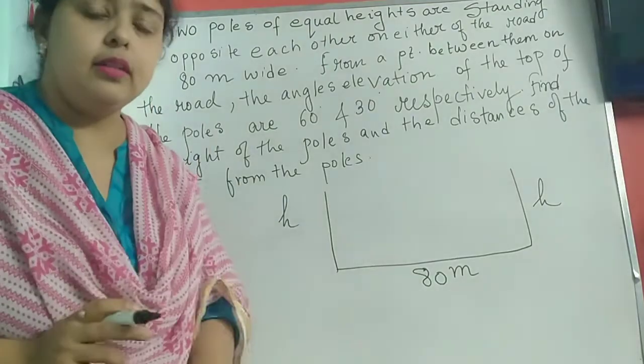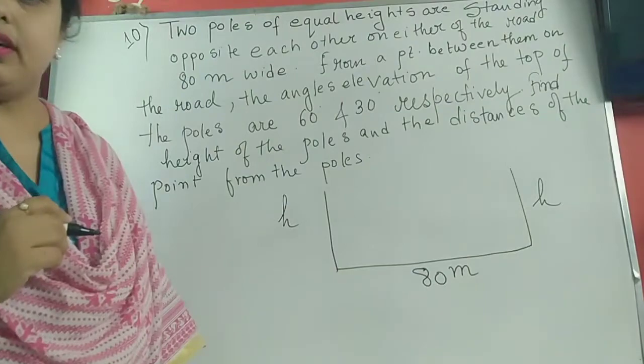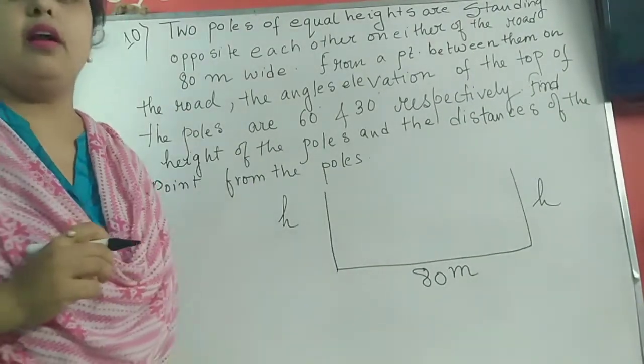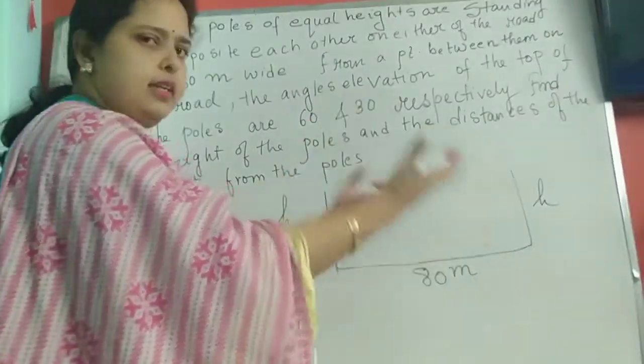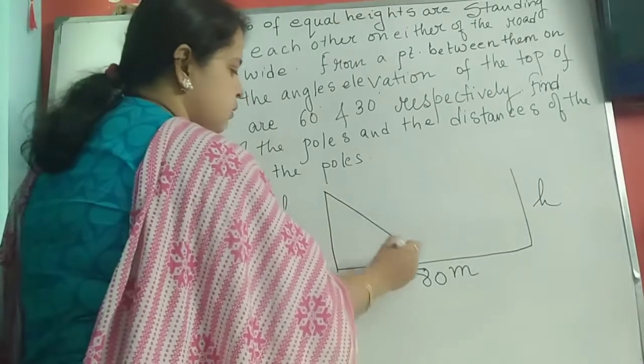Now, a very important thing: I find students always putting the point in the middle. Did they say that? No, they haven't. They are not saying a point which is in the middle of the road. So that is 40, the other is 40? No. Any randomly chosen point.